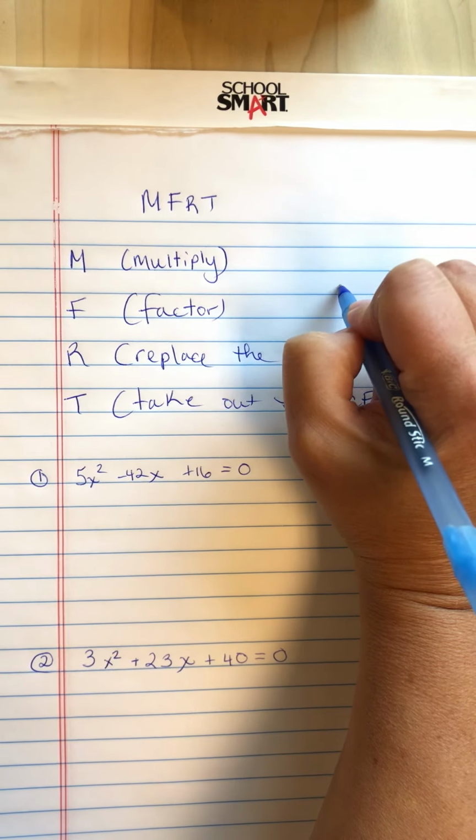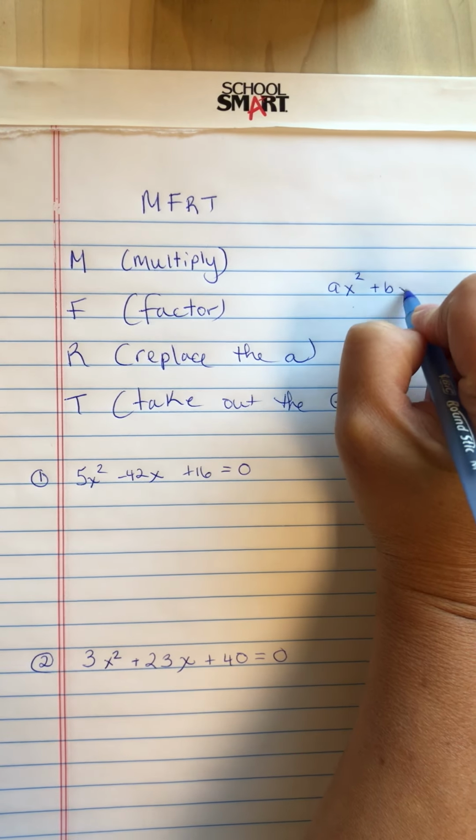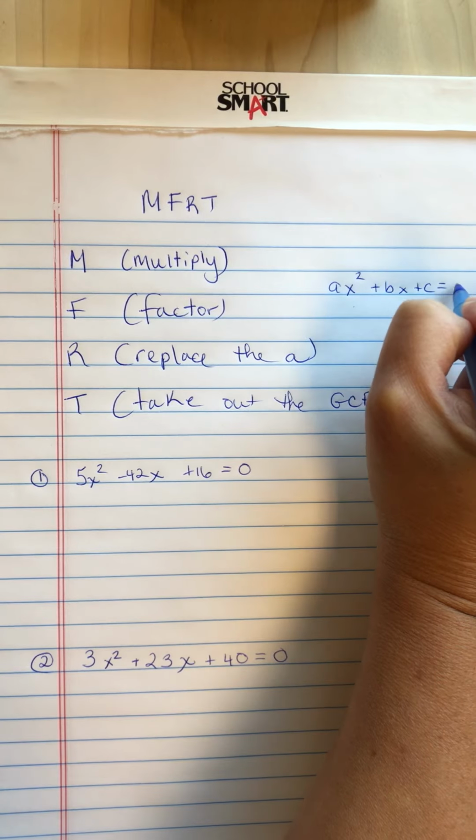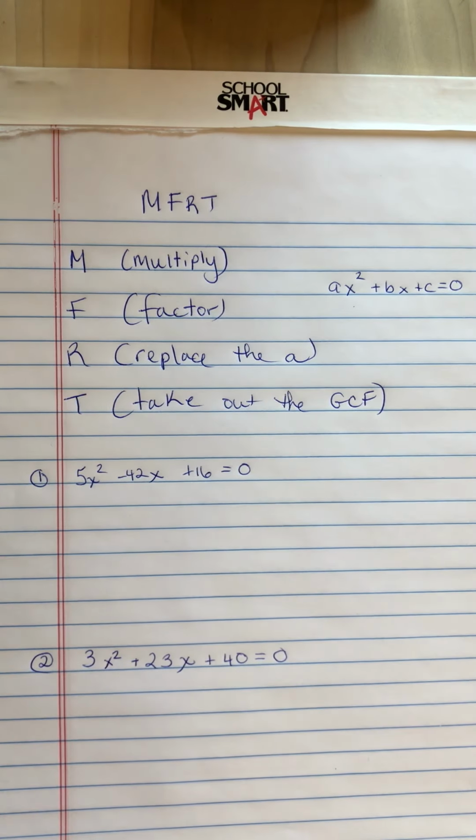So it's presumed that your quadratic equation is of the form ax squared plus bx plus c equals 0. If your trinomial is not in that form, you need to make sure you bring everything over. And word of advice, I like the a value to be positive. Okay, so I have two examples here to illustrate that for us.